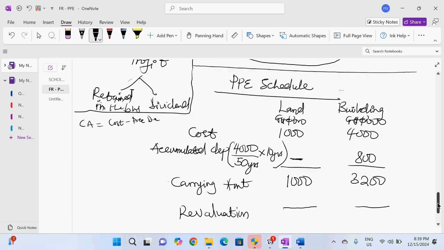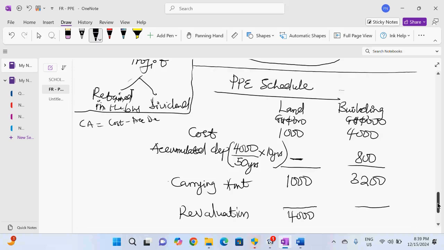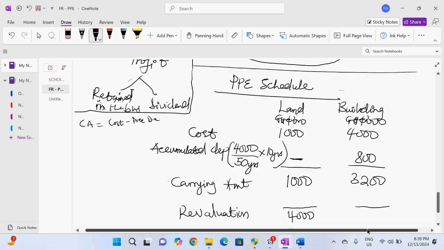Yes. So revaluation for land was how much? Land, 4 million. Yeah, that was 4 million, 4,000. What of the building? It will be 6 million.